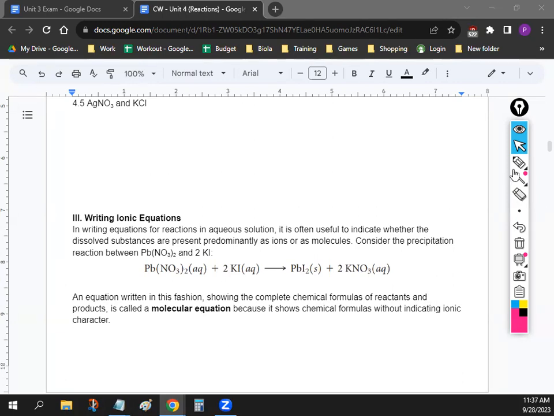Okay, so let's go over 4.5. We have AgNO3, so that's our first compound, and then we have KCl. We're going to do a double replacement, and that's going to form AgCl and KNO3. So we're going to be checking if AgCl and KNO3 are soluble or not. Let's start with AgCl. Is AgCl soluble?